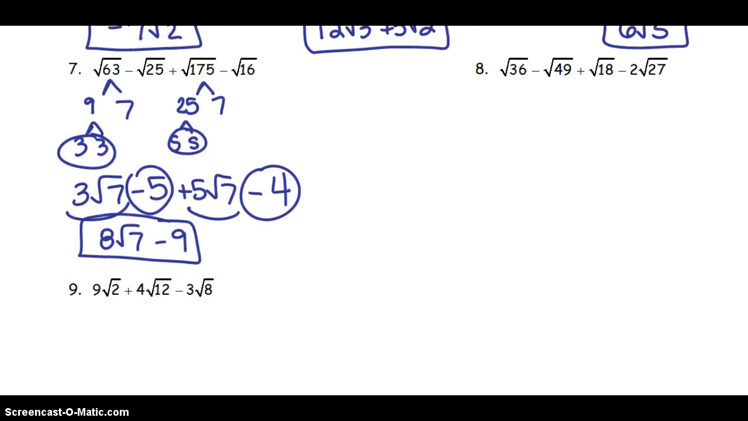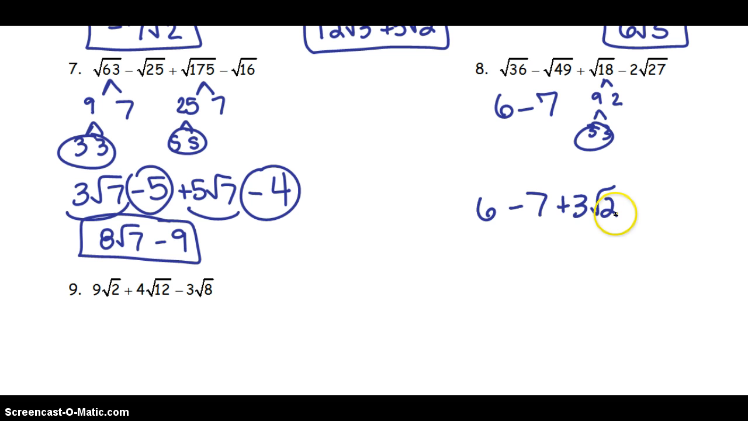For number 8, we have square root of 36. That's 6. Square root of 49, that's 7. 18, we have a 9 and a 2. So we have a pair of 3's and a 2. Let me write this down here. So I have 3 root 2.